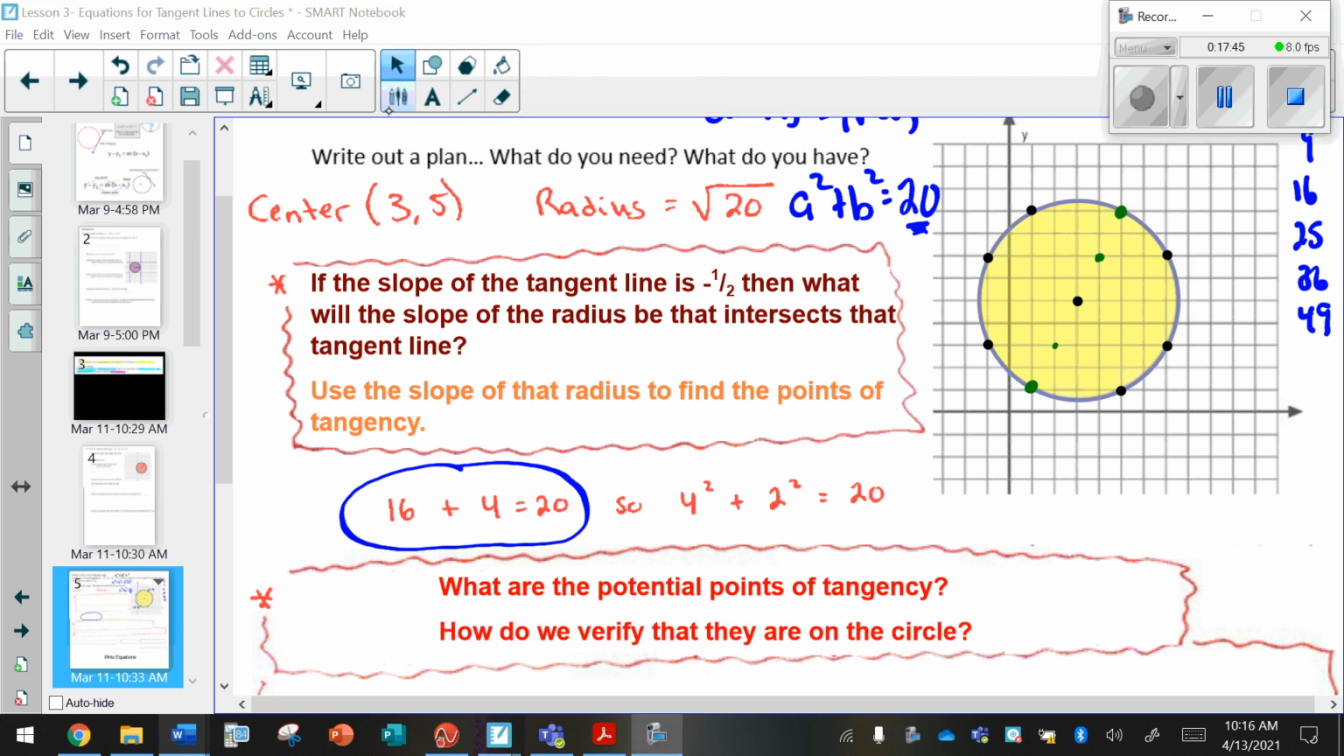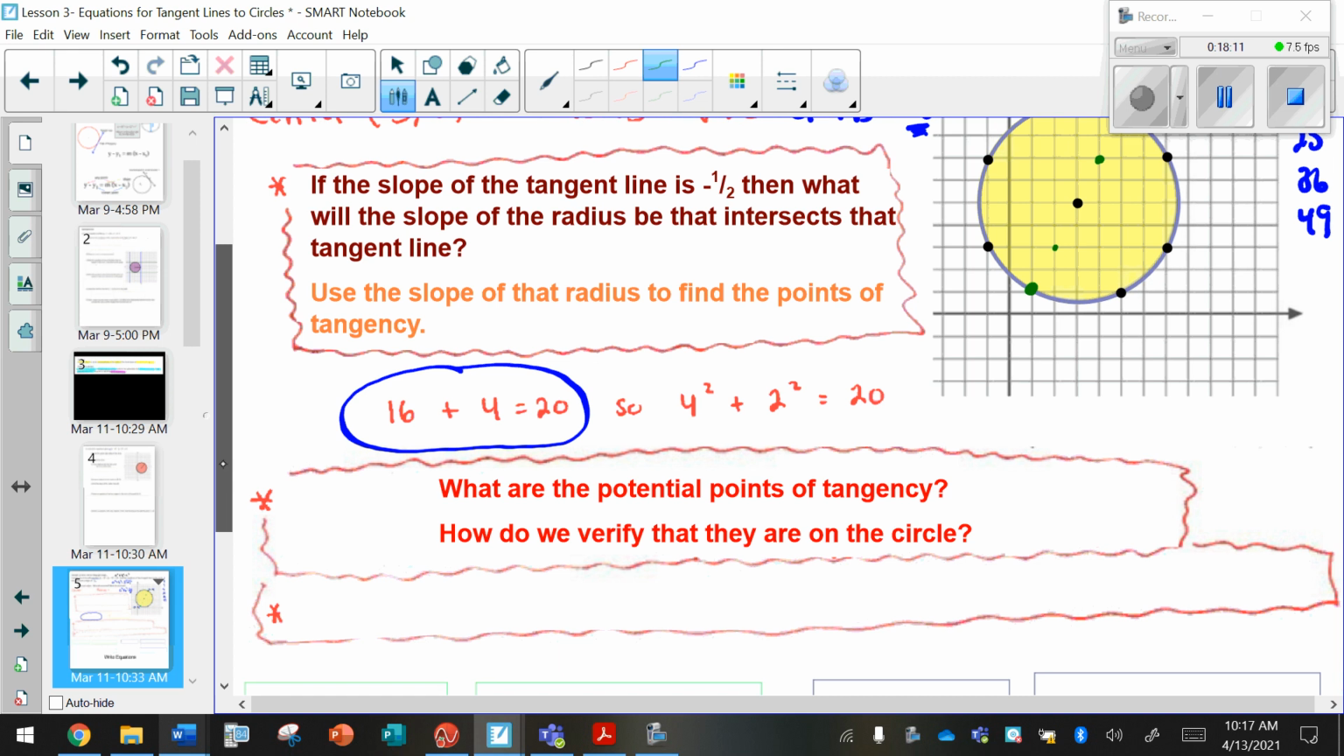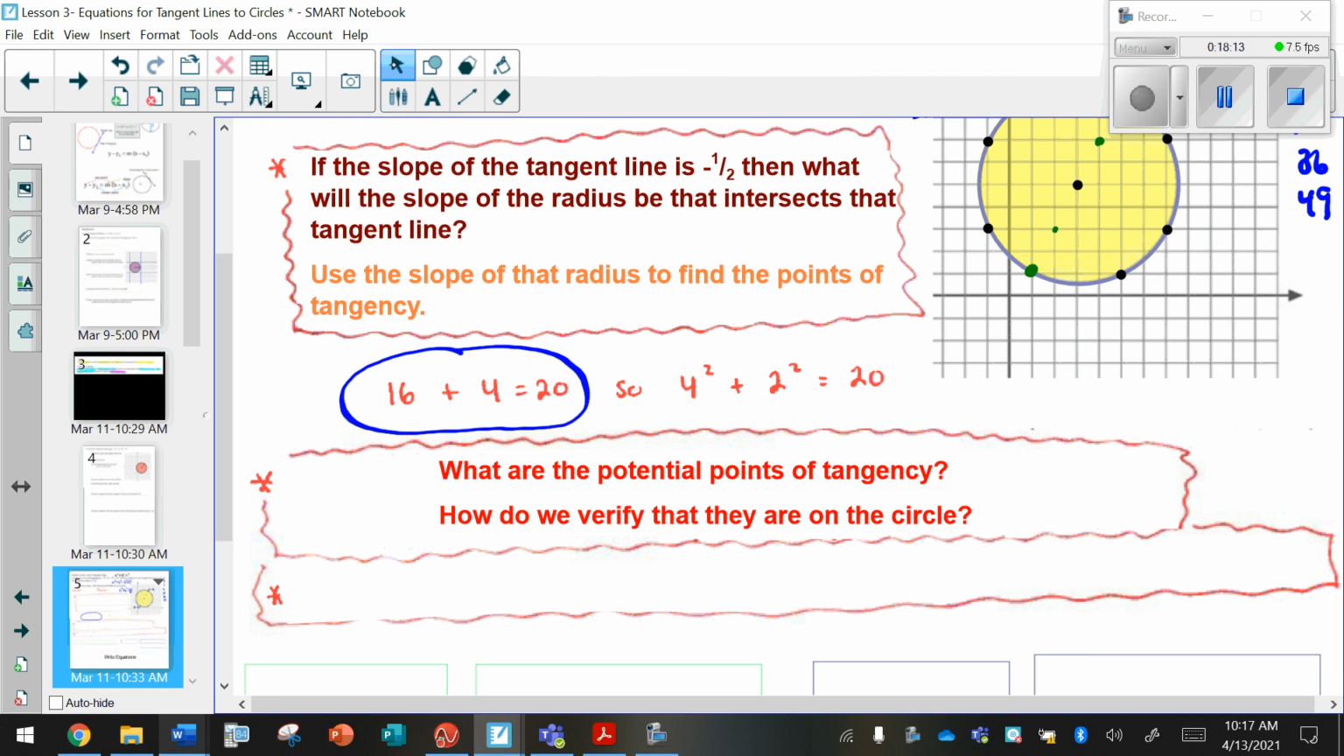Now that we have our two possible points of tangency, how do we verify that these are actually on the circle? In order to verify that these points are really on the circle and not just guessing, or maybe I made a mistake where my circle is located, what I would have to do is plug the coordinates of each of these points into the equation to show that they are indeed on the circle. So again, algebra is our friend. We're going to use algebra to show that the points are on the circle.